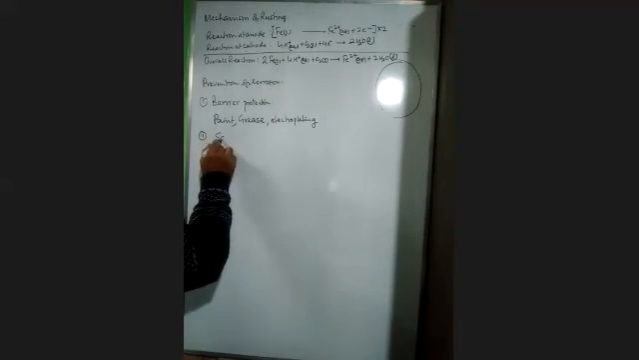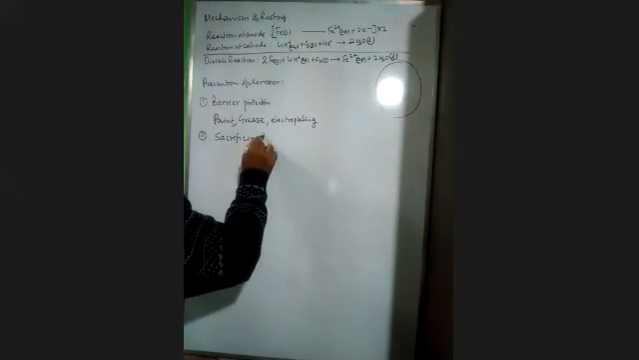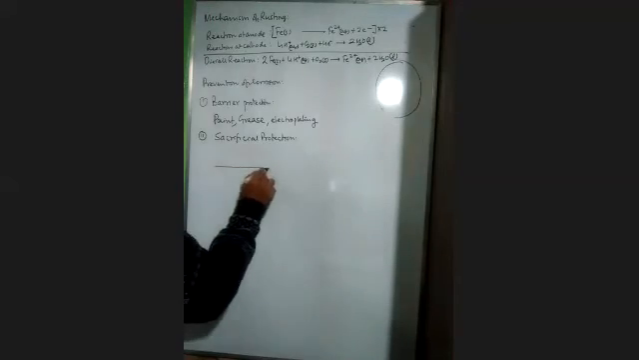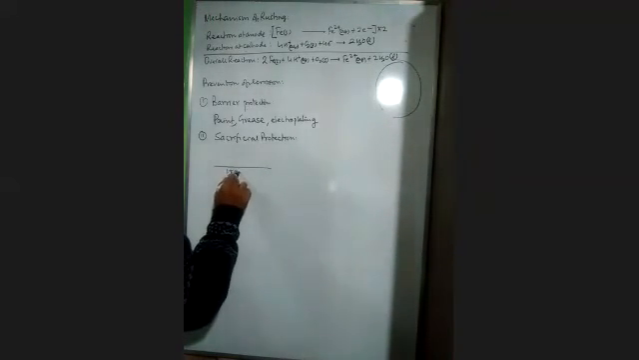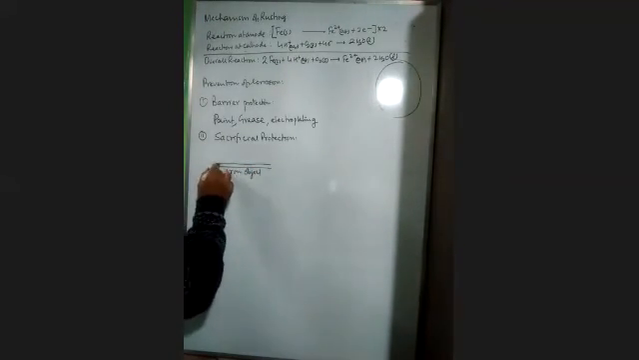Now second, we call it sacrificial protection. Very interesting. I want to save my iron object. So how to stop this? We are going to coat it with another metal.